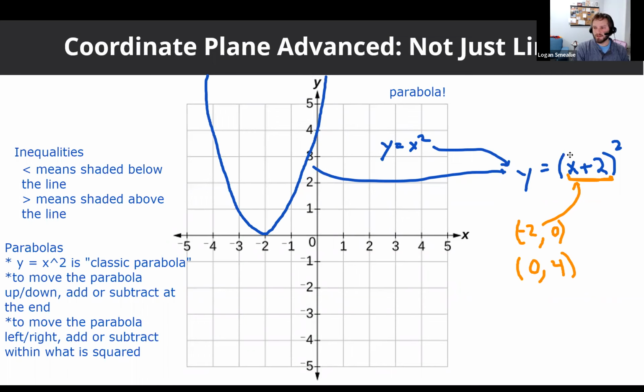So that's the caveat here: to move the parabola left and right, add or subtract within what is squared. But plus moves left, minus moves right. Kind of weird. Memorizing this can be annoying. So what I would do if you happen to run into one of these is, just make sure you try it out on your paper by plugging in points like I just did to make sure that you moved it in the right way.